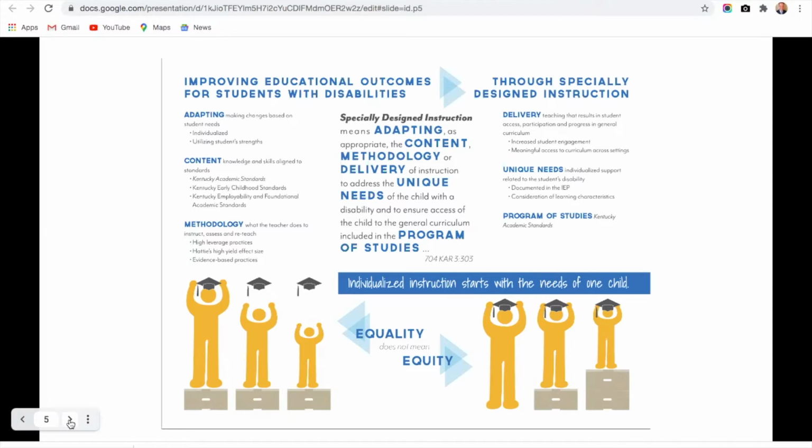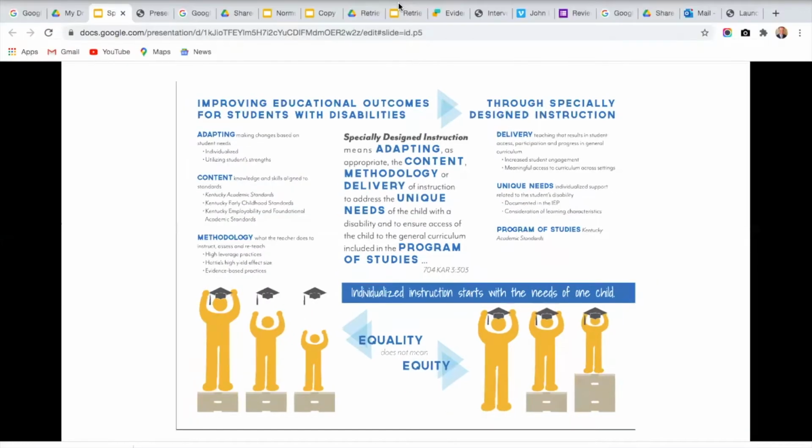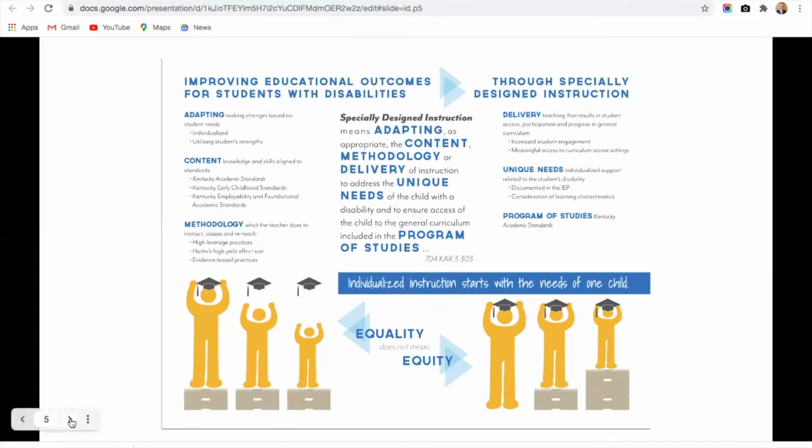And so I just wanted to share with you this one pager from KDE that came out a couple, two or three years ago, and it really does a good job of talking about what specially designed instruction is. So we kind of know the definition now, and we're kind of grounded as far as what that should look like. And really all of y'all were really on top of it anyway to start with.